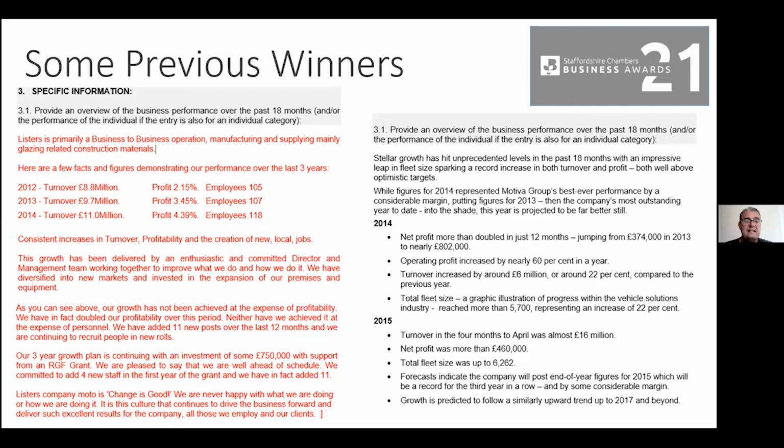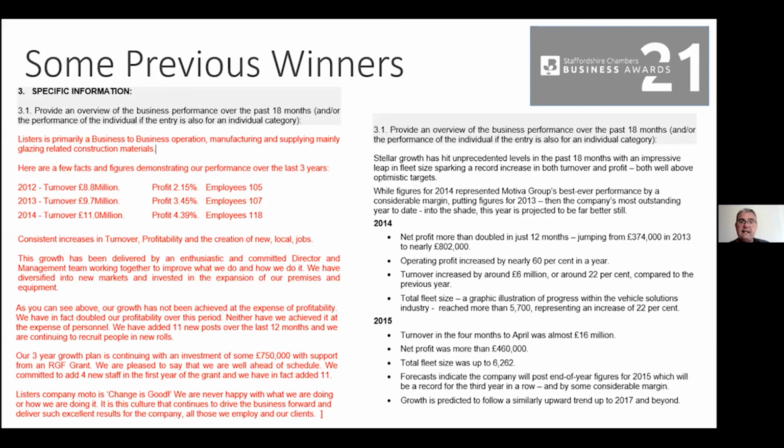Again, the subsequent part is not complete prose, but it's broken down into very short 1 and 2 sentence paragraphs that clearly explain and expand on some of the key business successes listed above. If we flip over to 3.1, again, we see a really quick summary that really hooks the judges in, and then we go straight on to the facts, this time broken down by each year. So 2014 net profit more than doubled, turnover, fleet size increasing, what happened in 2015.